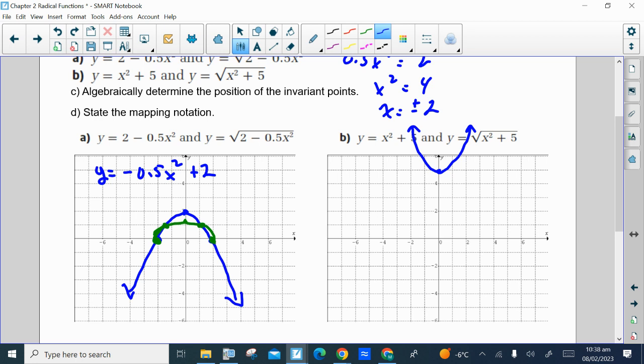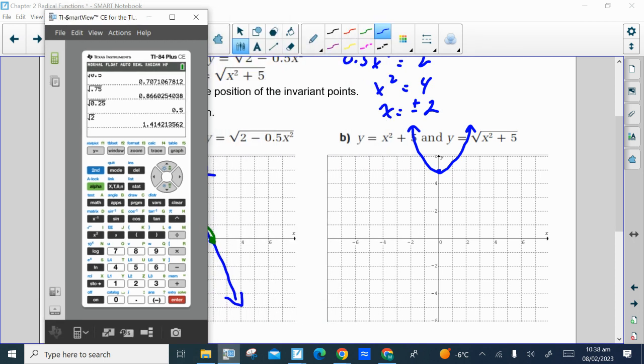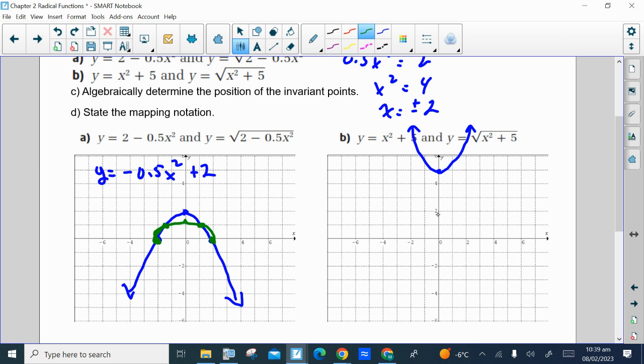But we can still take points on the original graph and take the square root of them. So let's start with the vertex where y is 5. The corresponding point on the new graph will be the root of 5, which is 2.24. Remember, the x value doesn't change, it's 0, but the y value will change. So that would be approximately there.